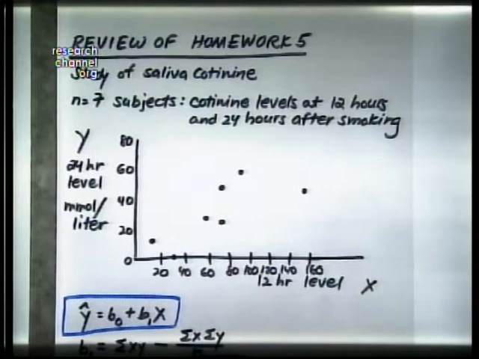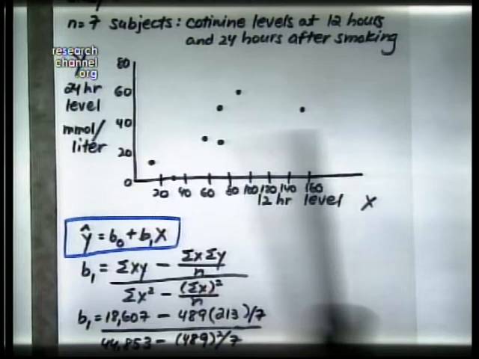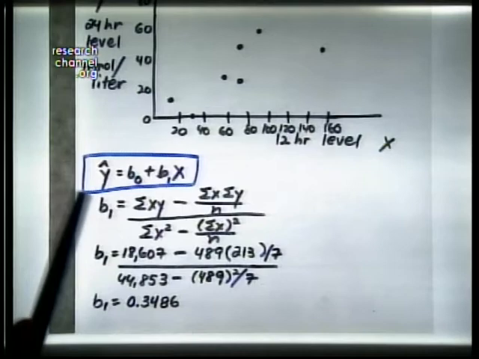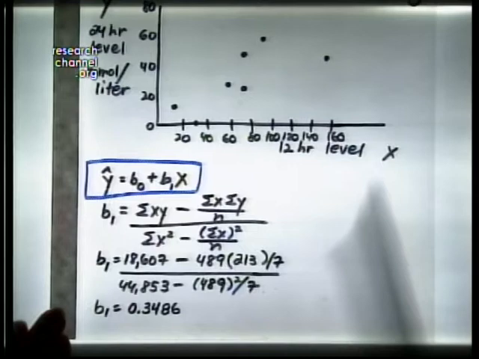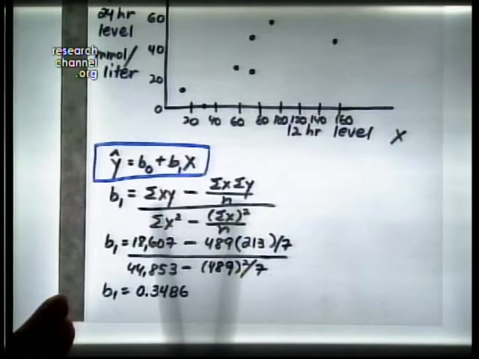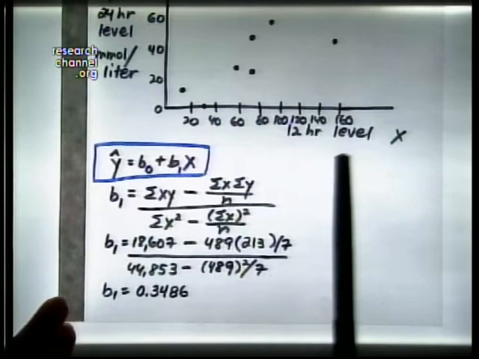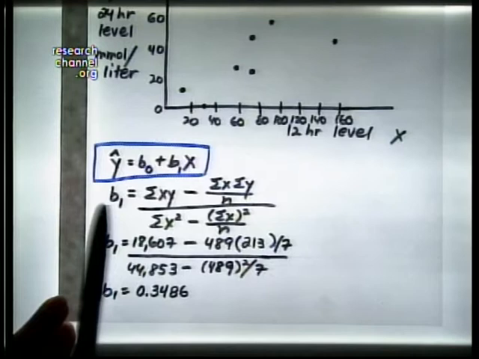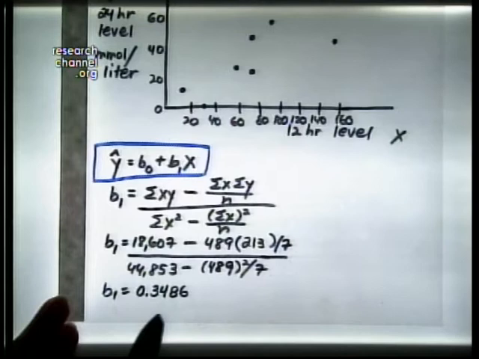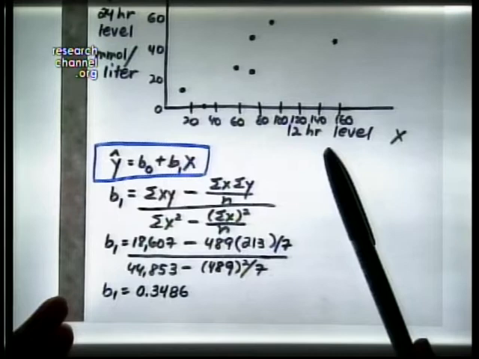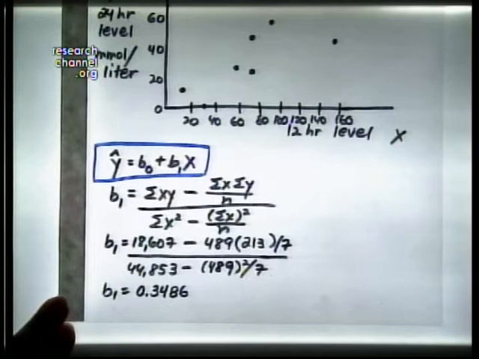So based on visually inspecting the graph, we could then use our knowledge of the form of a simple linear regression line expressing the relationship between x and y by solving first for the estimated slope using this relationship. Taking the data values for both the 12-hour, the x's, and the 24-hour, the y's, after going through the math, the estimated slope is 0.3486. In other words, for each 1 unit increase in the 12-hour level of cotinine, there's a 0.3486, or approximately 0.35, increase in the 24-hour level. And these are measured in micromolars per liter.